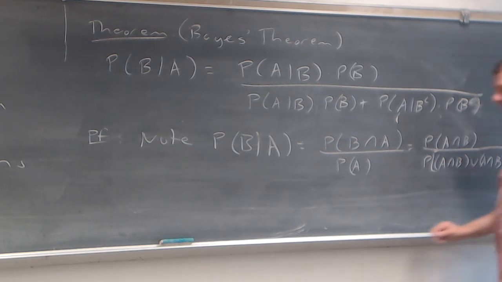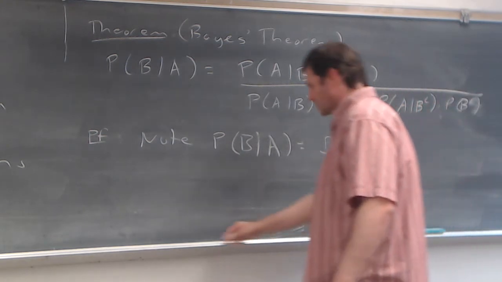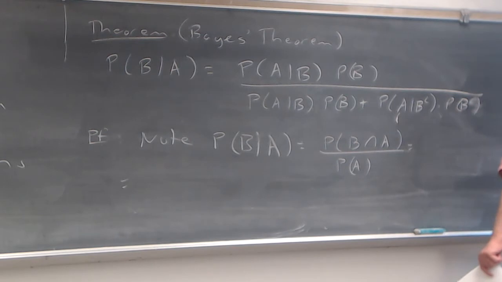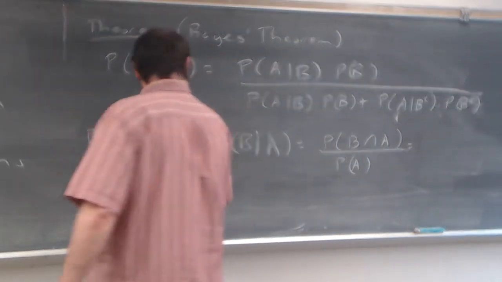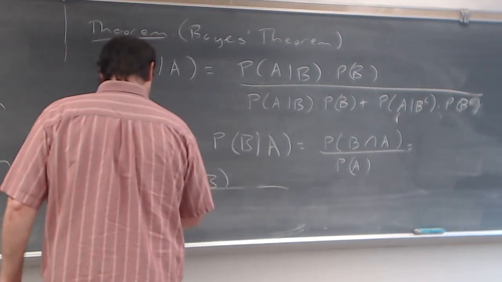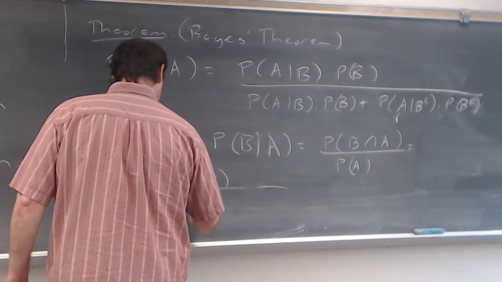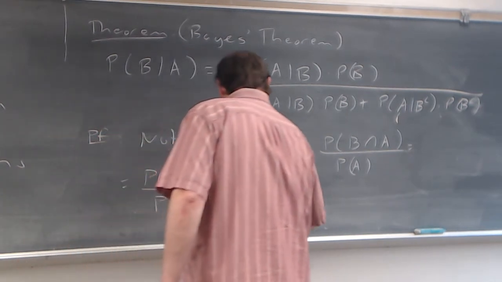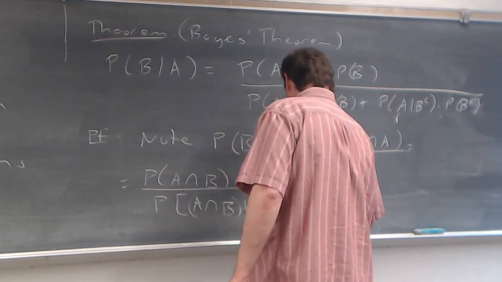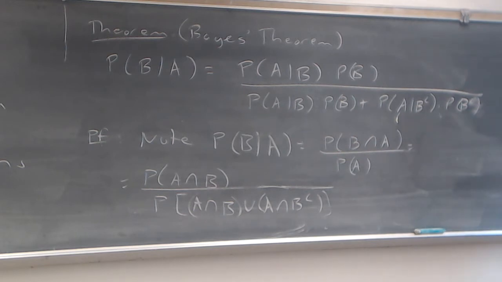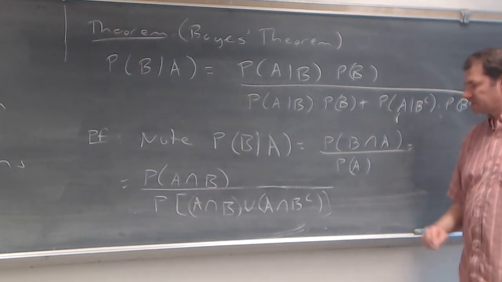That might be out of the screen. Let me move that back. So, sorry about that. So the top of our fraction is the probability of B intersect A, which I'll write down as A intersect B, over the probability of A, which is the same thing as I was saying: A intersect B union A intersect B complement. Okay, so that's what we have.